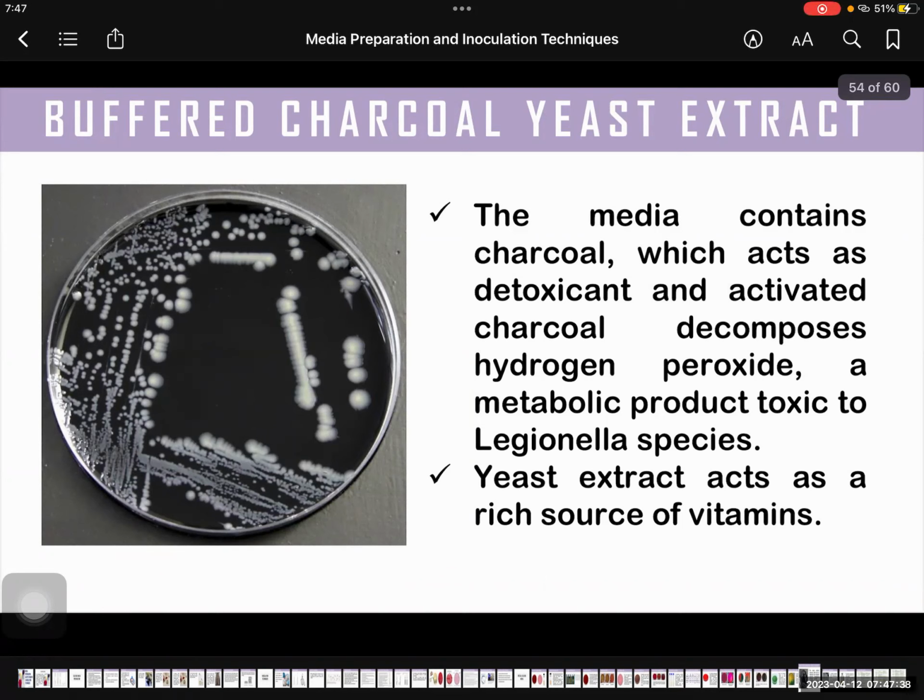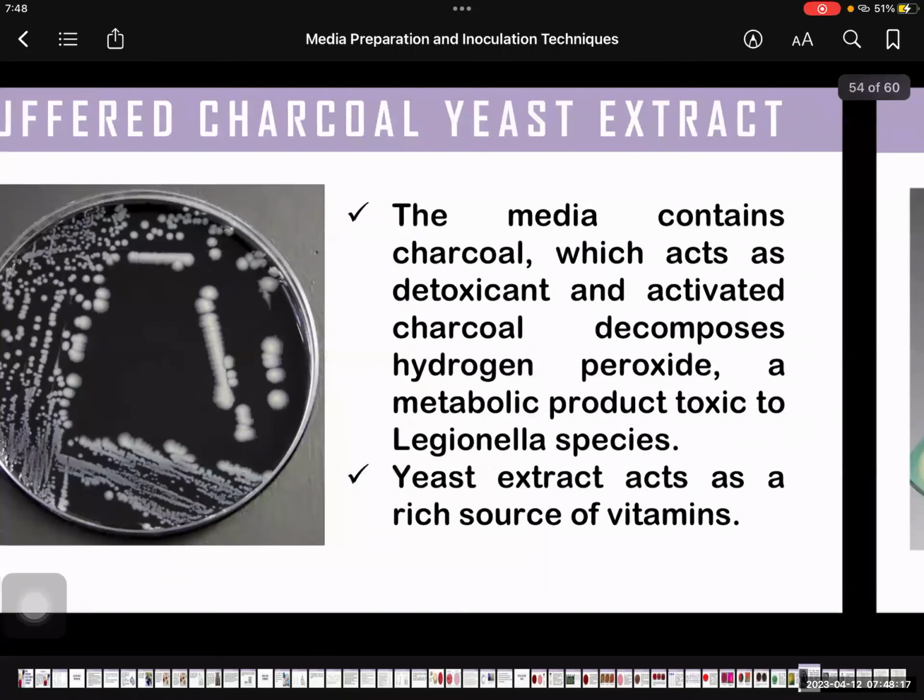So in here, we have the presence of charcoal, kaya black yung color niya. So anong ginagawa ni charcoal? It's a detoxicant that decomposes hydrogen peroxide. So hydrogen peroxide is an example of a reactive oxygen species, and this is a metabolic product that is toxic to Legionella. So Legionella is grown on buffered charcoal yeast extract. So the yeast extract acts as a rich source of vitamins again to further promote the growth of Legionella. Legionella pneumophila. And these are grown on buffered charcoal yeast extract.